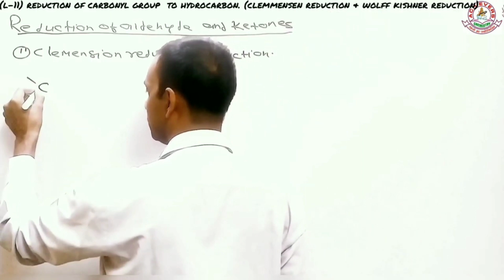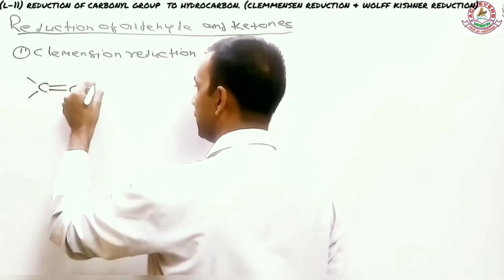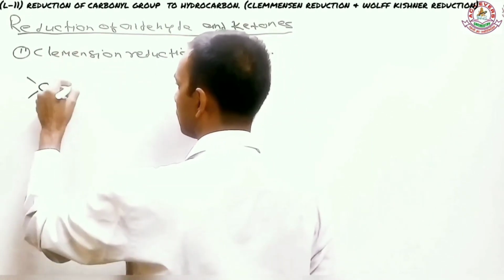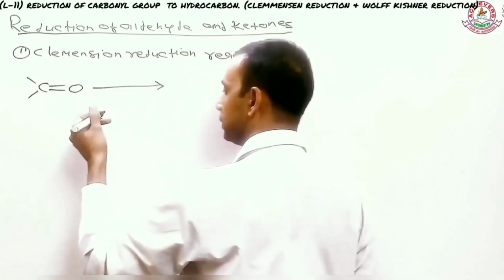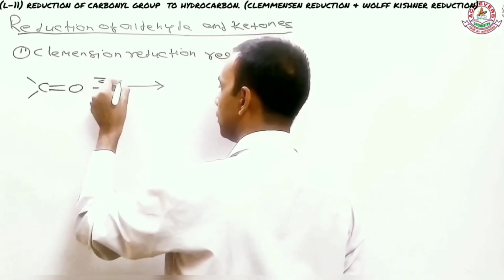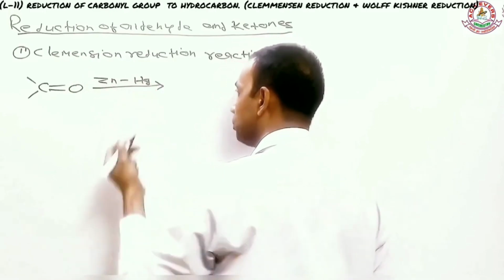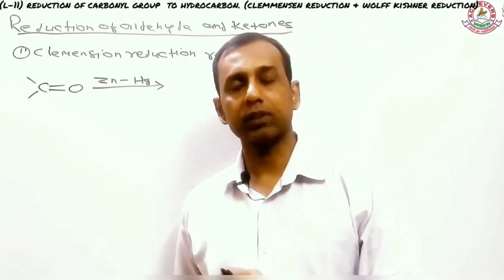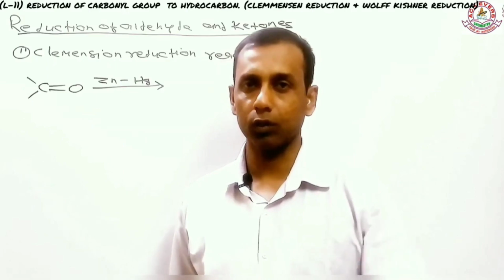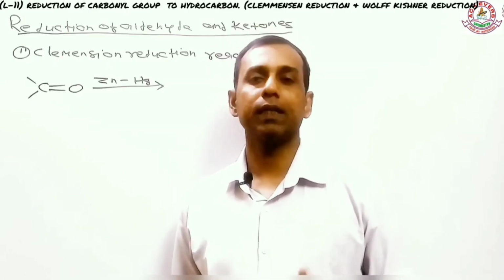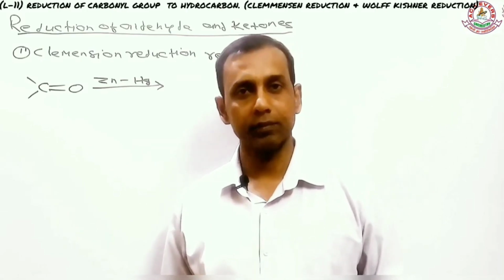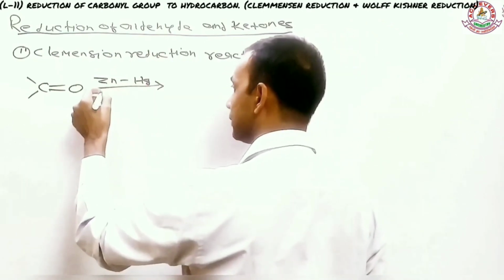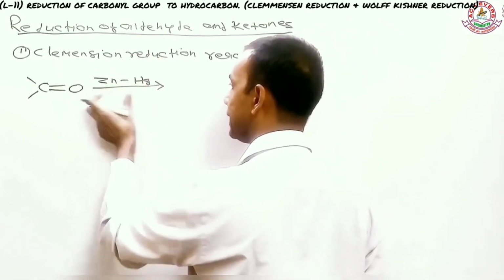A carbonyl group, when it reacts with zinc amalgam. You probably know what amalgam is. In case you do not know, this is a very important term. It started in your early childhood and now it's coming up almost every year. Amalgam is nothing but an alloy where one of the components is mercury, right? So one of the components here is zinc and the other is mercury, and this reaction is carried out in the presence of concentrated hydrochloric acid.